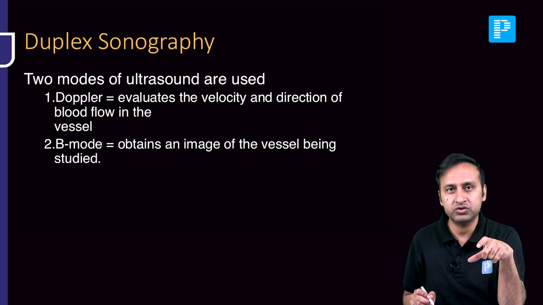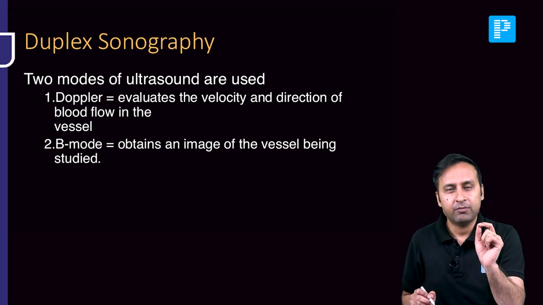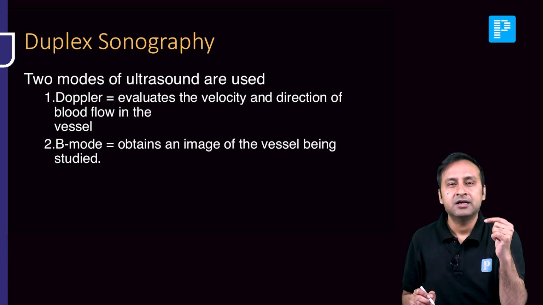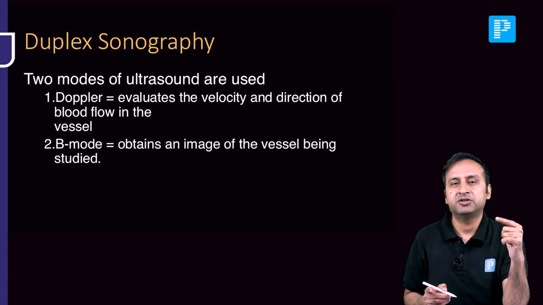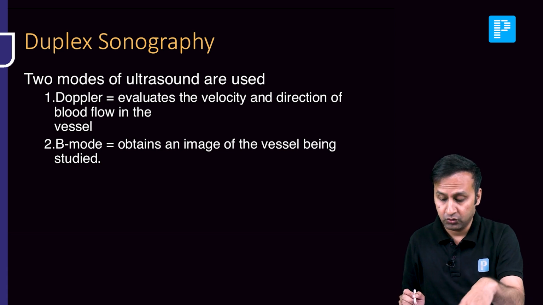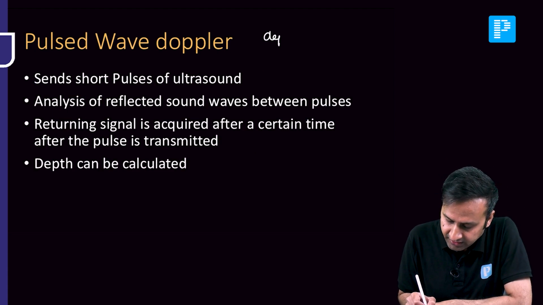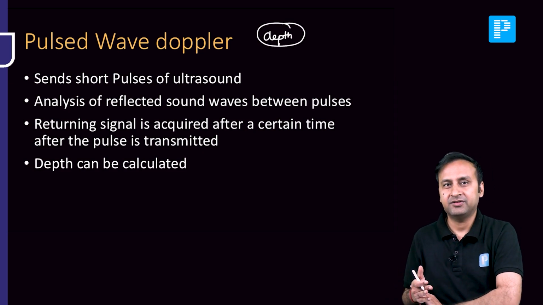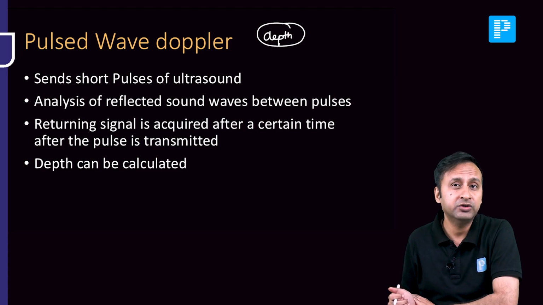However, in duplex, we're using the combination of a B-mode sonography and a continuous wave Doppler. The problem is the depth is not calculated, and as a result, the signals from the arteries and the veins, particularly when they're lying in close proximity to each other, cannot be isolated. So let's come to the solution. To get a solution, we need to get an idea of depth. Until we know what the depth is, we cannot isolate signals from two vessels which are lying in close proximity to each other.